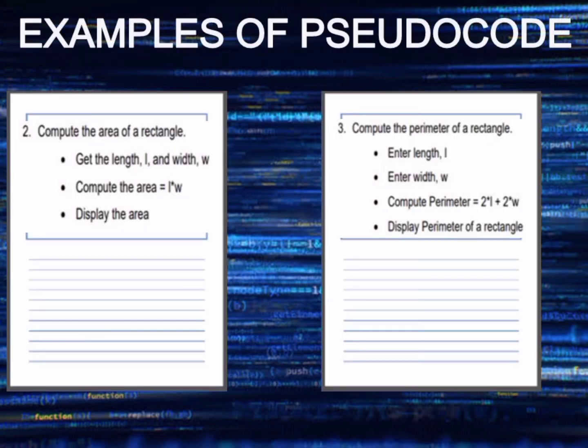Example of pseudocodes. 1. Compute the area of a rectangle. Get the length L and width W. Compute the area equals length times width. Display the area. Number 2. Compute the perimeter of a rectangle. Enter length L, enter the width W. Compute the perimeter: 2 multiplied by length plus 2 multiplied by width. Display the perimeter of a rectangle.